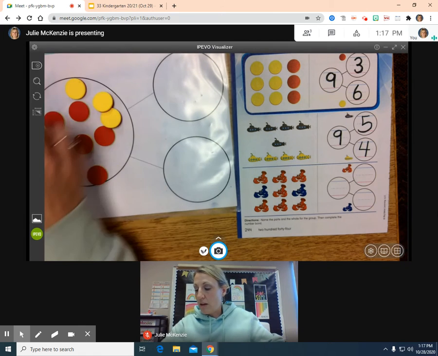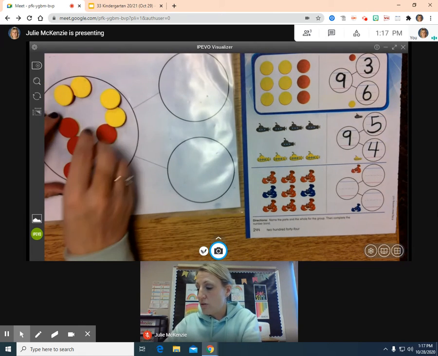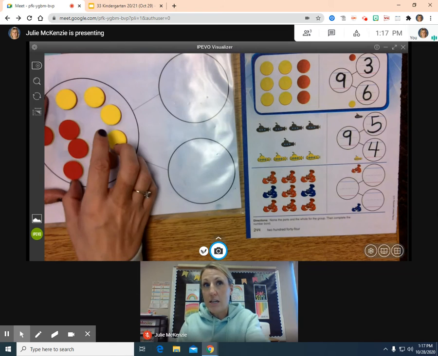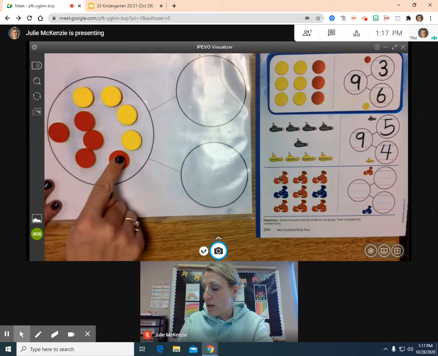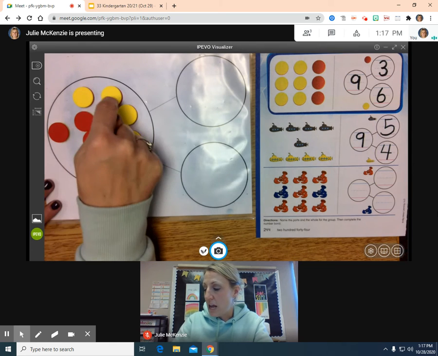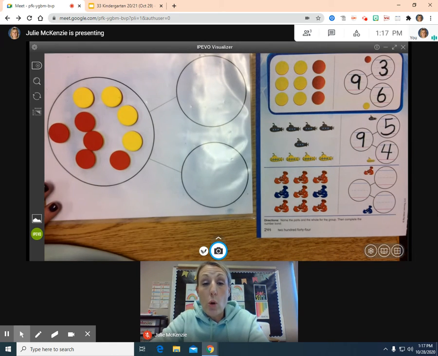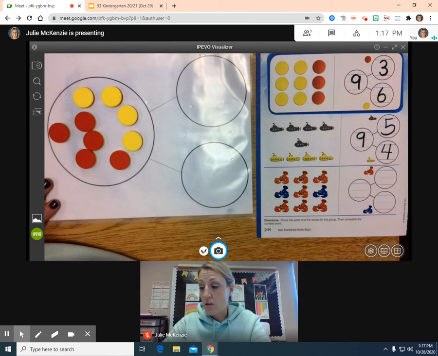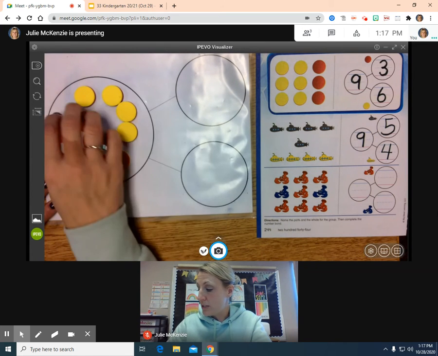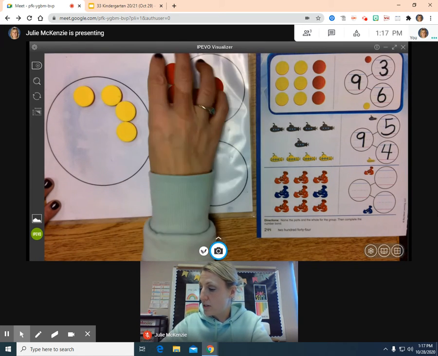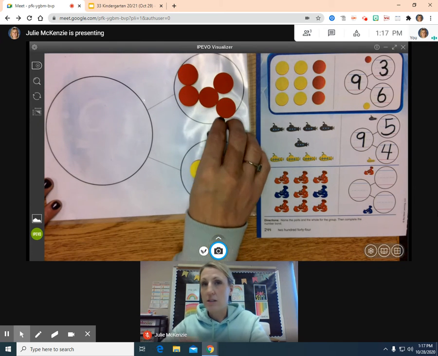Okay, here we go. We started with 9 total. So if we count these dots in my number bond, 1, 2, 3, 4, 5, 6, 7, 8, 9. 9 was my whole group. And then we took my whole group and split it up into 2 parts, right? Whole, part, part. And so we put some of these in one part and some in the other part.